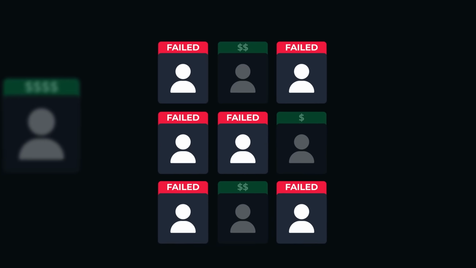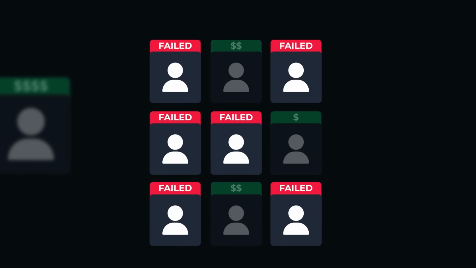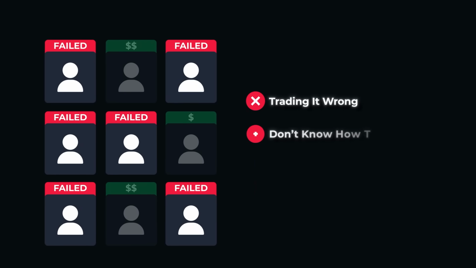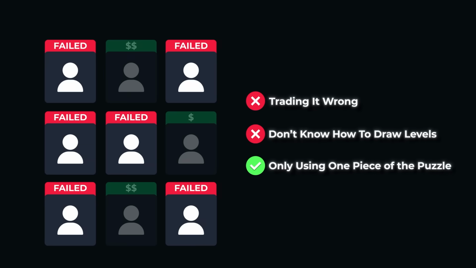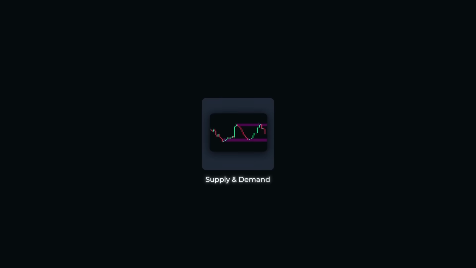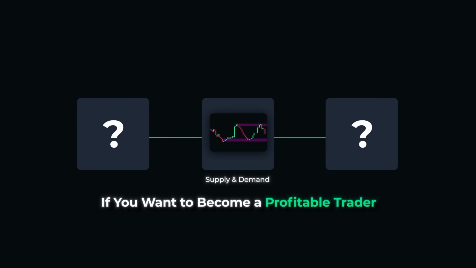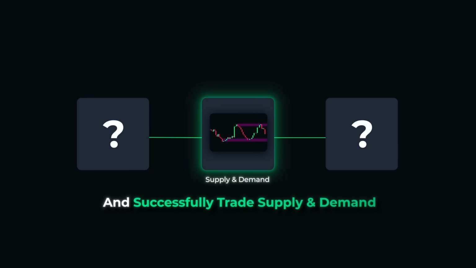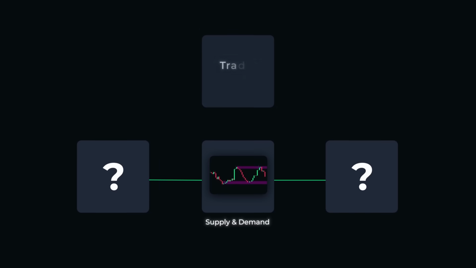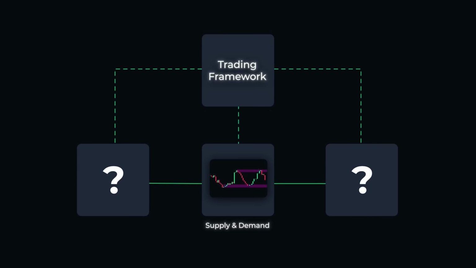The reason most traders fail when trading supply and demand isn't because they're trading it wrong or they don't know how to draw the levels correctly. It's because they're only using one piece of the puzzle. In reality, supply and demand is just one part of a complete trading system. If you want to become a profitable trader and successfully trade supply and demand, you need to apply the rest of the framework that makes these levels actually work.